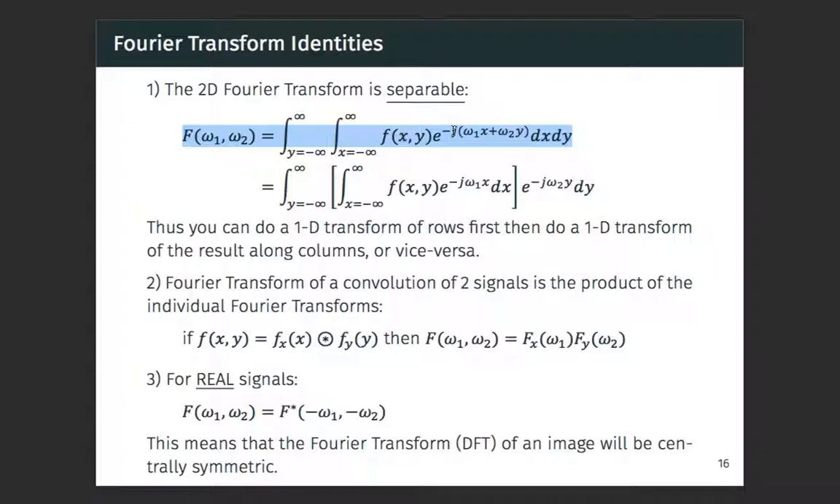Right, so that's the first point, okay? The fact that you can easily compute the 2D Fourier transform by just doing the Fourier transform sequentially in every single axis of your space.